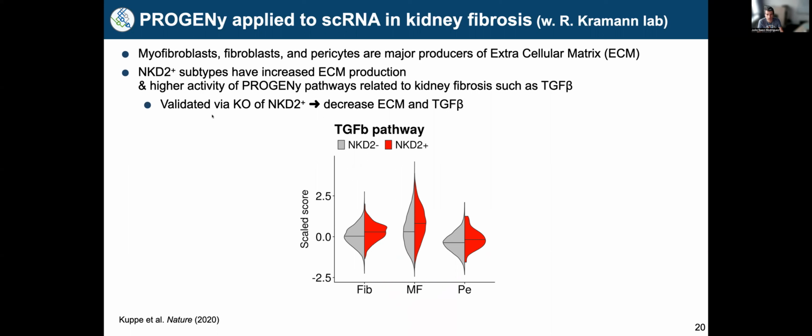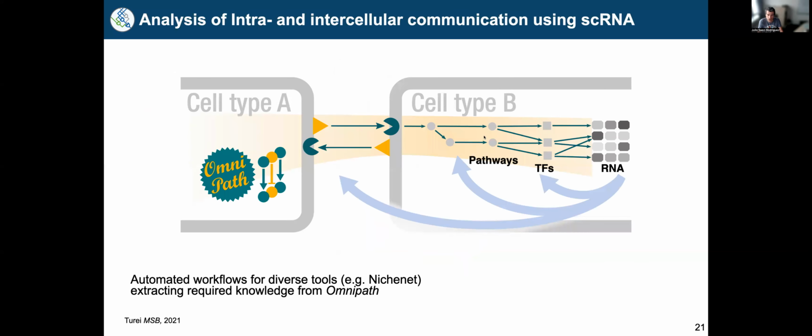So using these pathway methods, we found that activity of TGF-beta is higher in NKD2 positive cells. And this made sense in the context of fibrosis, because this pathway is a major driver of fibrosis. And this allowed us to characterize the cells, and together led to the validation of this subtype by a knockout of this NKD2+, which led to the decrease of extracellular matrix and accordingly TGF-beta activity. So just a small illustration of how you can use these methods to look at a particular group of cells with single cell resolution.